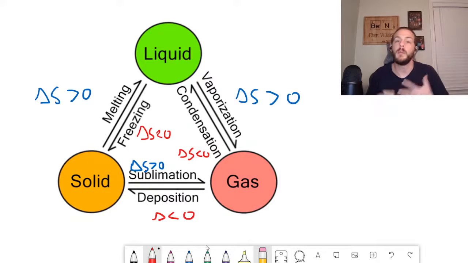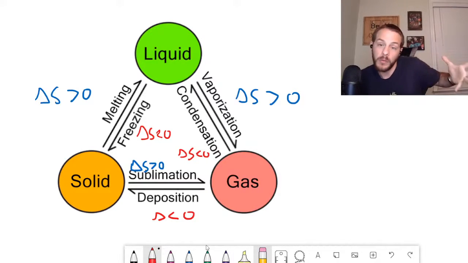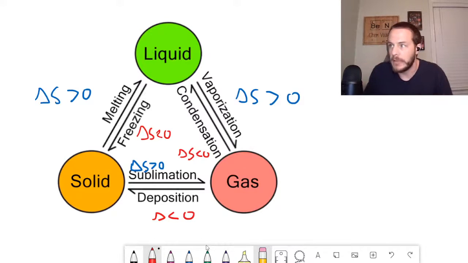So your entropy change will be positive, entropy will increase, whenever you are going from an orderly to a more disorderly state. Entropy change will be negative, entropy will decrease, whenever you're going from something that is disorderly to something that is more orderly, right?